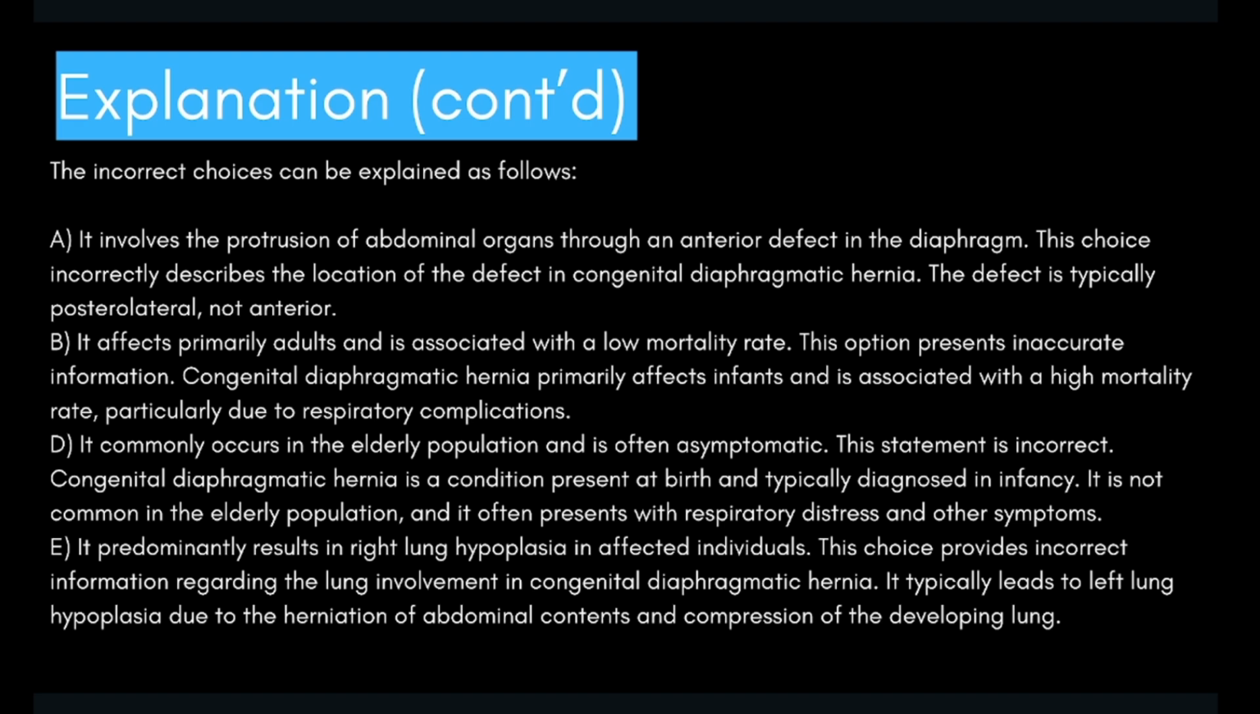It commonly occurs in the elderly populations and is often asymptomatic. This statement is incorrect. Congenital diaphragmatic hernia is a condition present at birth and typically diagnosed in infancy. It is not common in the elderly population and it often presents with respiratory distress and other symptoms. It predominantly results in right lung hypoplasia in affected individuals. This choice provides incorrect information regarding the lung involvement in congenital diaphragmatic hernia. It typically leads to left lung hypoplasia due to the herniation of abdominal contents and compression of the developing lung.